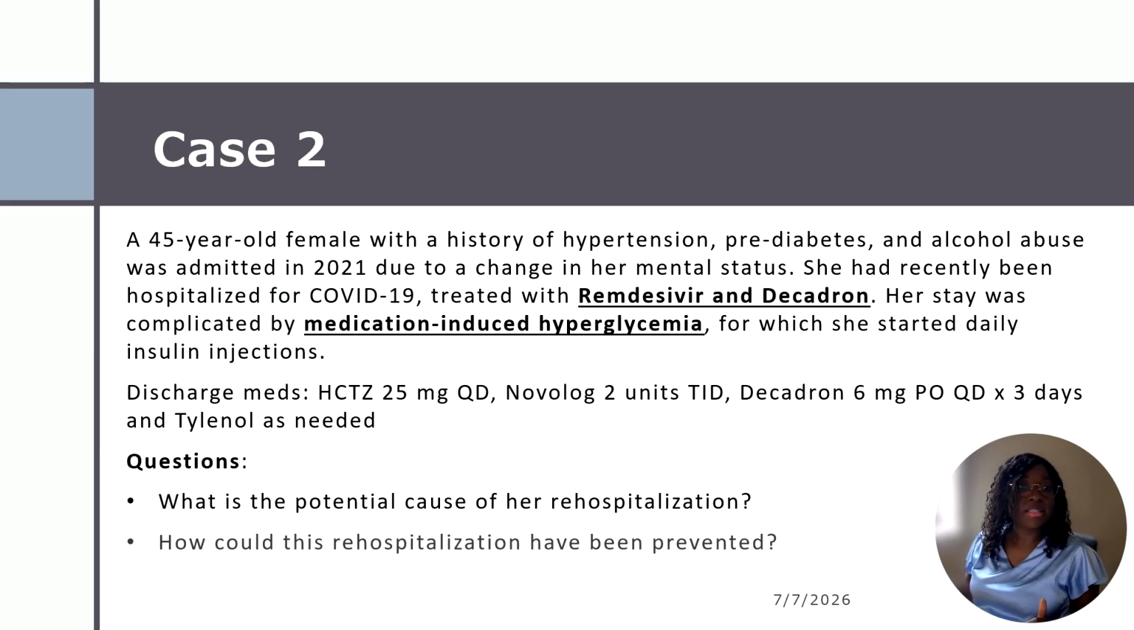The question is, what is the potential cause of her rehospitalization, and how could this rehospitalization have been prevented? If your answer to the first question is hypoglycemia, you're correct. The patient was discharged home with insulin to be used while on Decadron. However, there was no clear documentation in the discharge summary that Novolog needed to be discontinued when the patient completed their Decadron treatment. This rehospitalization could have been prevented with effective communication and medication reconciliation at discharge.